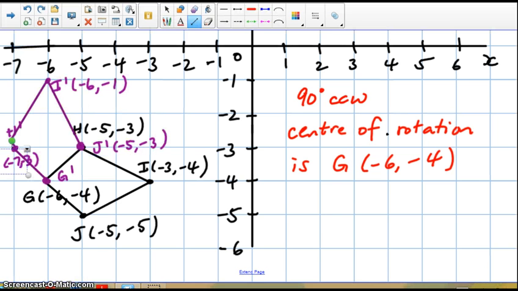Okay, so after doing the rotation, your figure should have ended up here in this spot. Just as a review, after 90 degrees counterclockwise, your center of rotation is G at -6, -4. H prime should have ended up at -7, -3. I actually had to extend my graph here at the top with my x-axis. I prime should have ended up at -6, -1. J prime is the same place as H as before because of the overlap. So that's -5, -3. Finally, G prime is in the same spot because that was the center of rotation. And that's it for transformations.